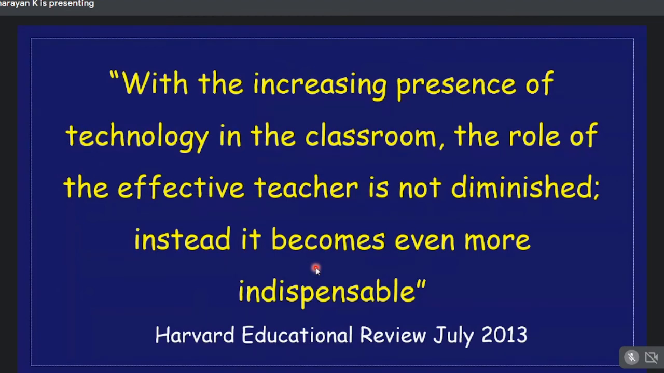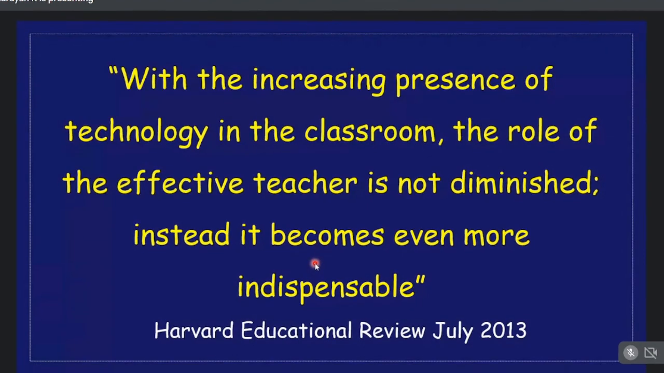With the increasing presence of technology in the classroom, the role of the effective teacher is not diminished. Instead, it becomes even more indispensable. Teacher, the living, loving teacher, is much more needed today in the digital era than at any time before. So please remember this. Never can you ever think that the teacher is not needed. The living, loving teacher is the key to learning.